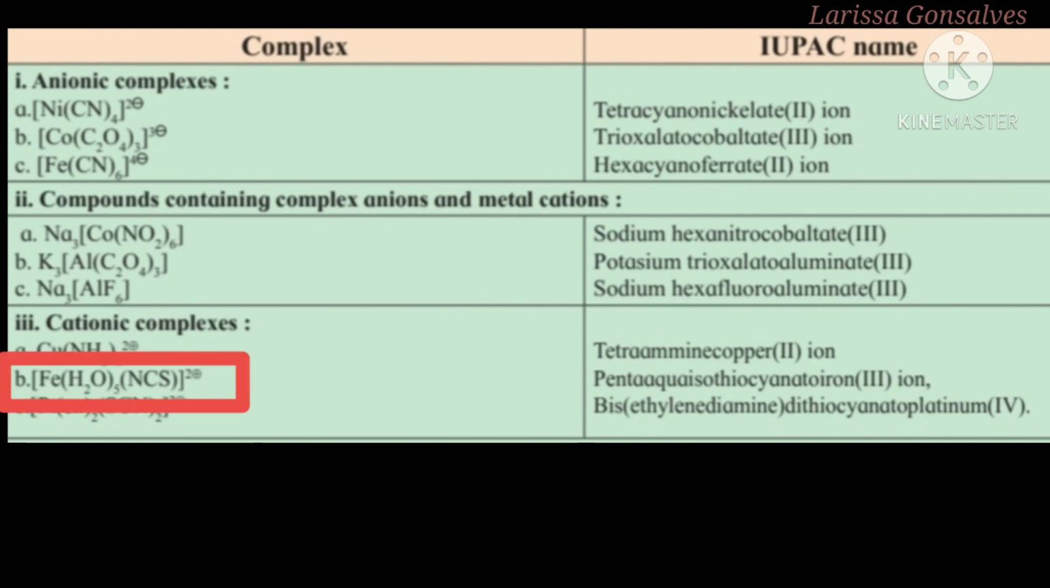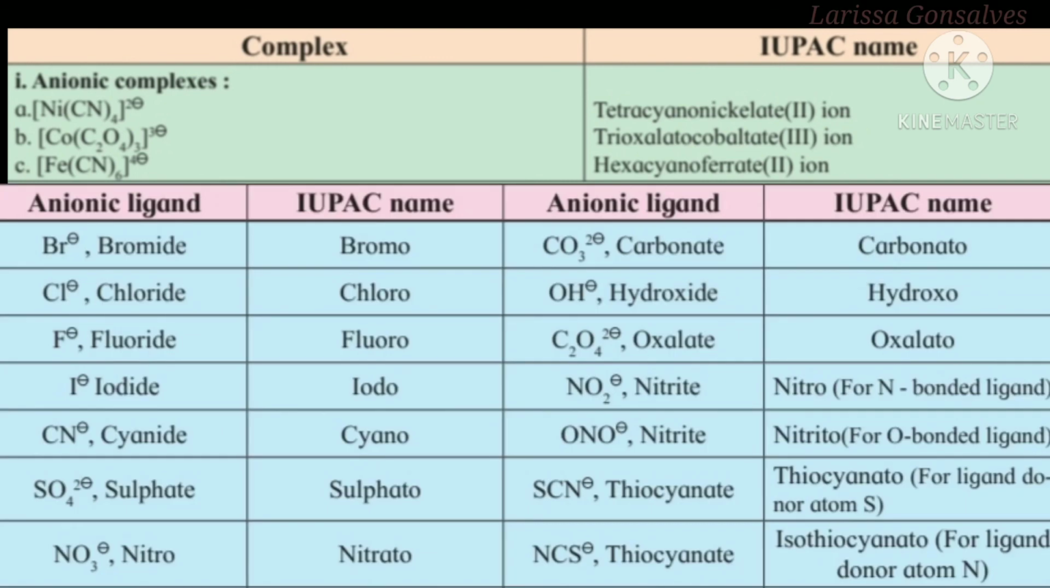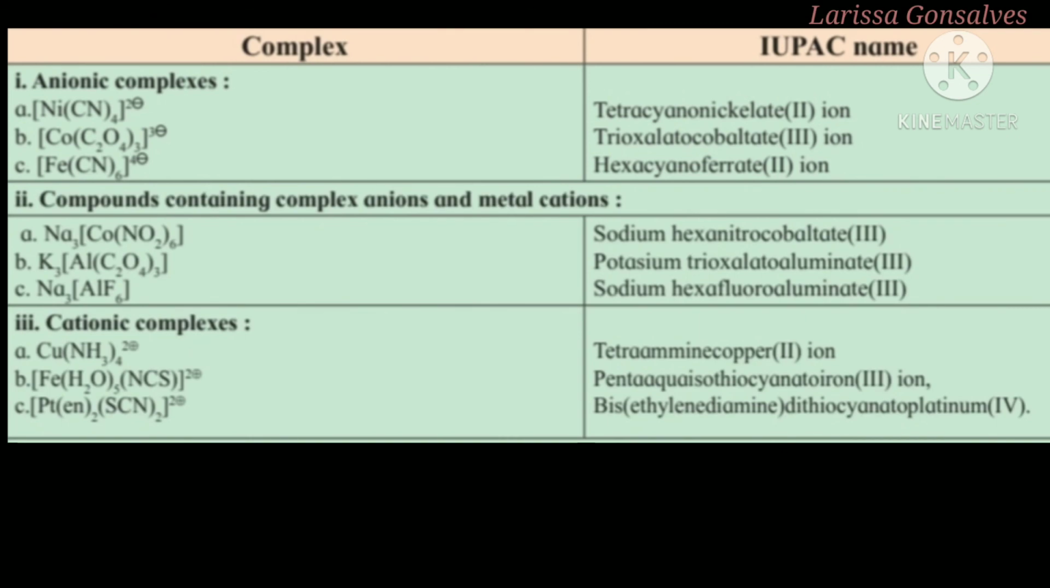The next example is [Fe(H2O)5(NCS)]2+. In this example we have 2 types of ligands. One is H2O and the other one is NCS. Water is aqua and NCS is isothiocyanato. So now we need to arrange the ligands in alphabetical order. So of course aqua will be written first and then isothiocyanato.